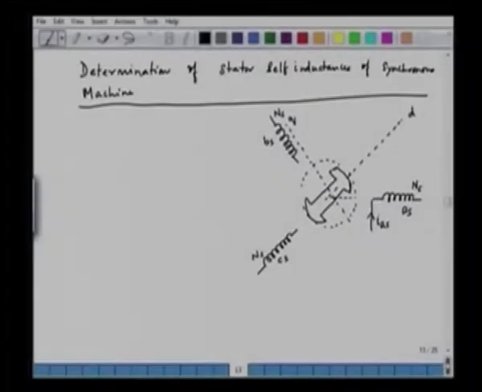Now, this rotor is rotating at a speed of omega r. It is not stationary, and the angle it makes with the phase A is theta r. This is the phase A, and this angle theta r is the rotor angle. So, you know that when the rotor is rotating, phase A is alternately seeing the D axis and Q axis, the D axis and the Q axis like this. So, the air gap seen by phase A is constantly changing.